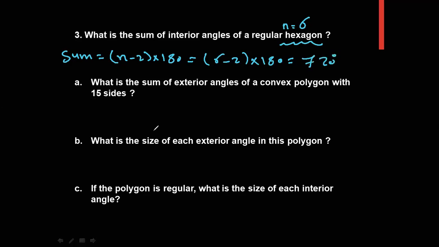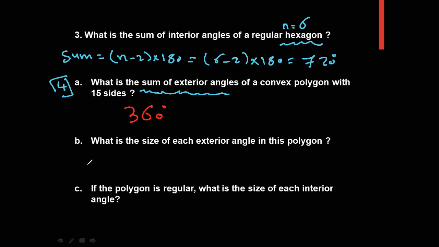This is question number 4. A. What is the sum of the exterior angles of a polygon? I don't care what the polygon is or how many sides it has. Maybe it's 15 sides, 30 sides, 3 sides, 5 sides, whatever. There is only one answer: 360 degrees for the sum of the exterior angles of any polygon.